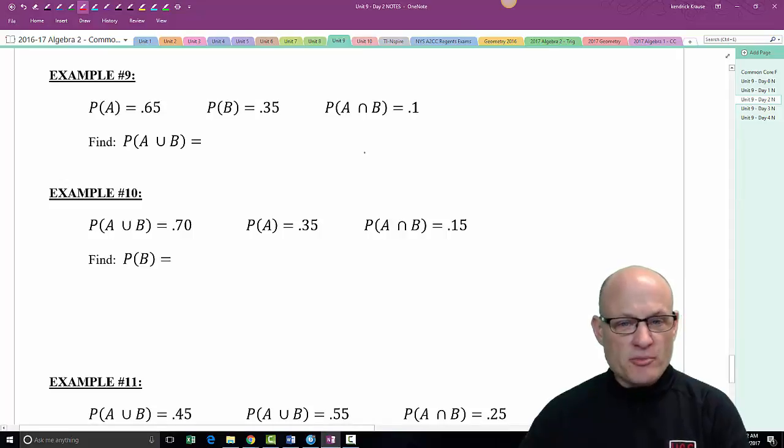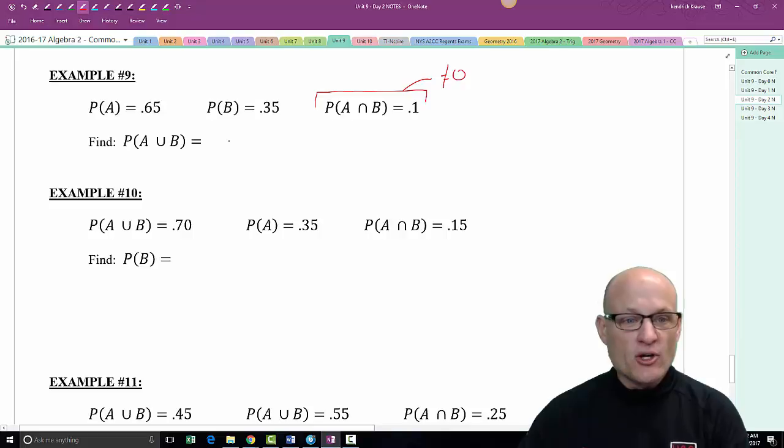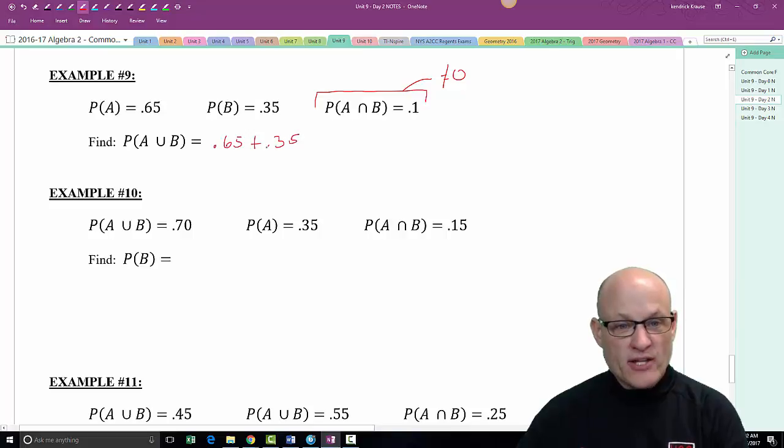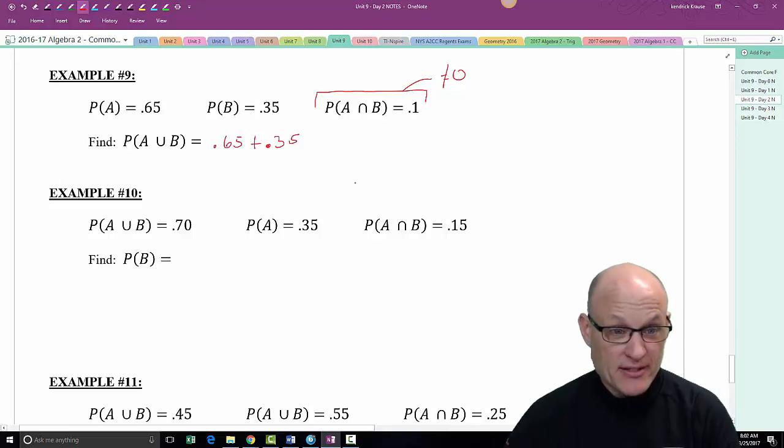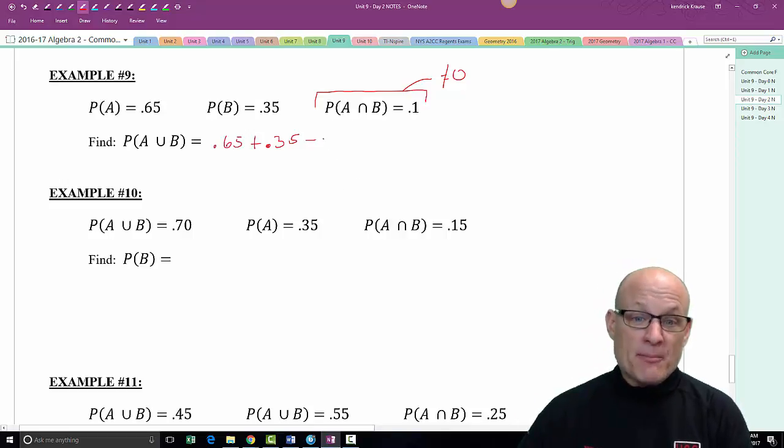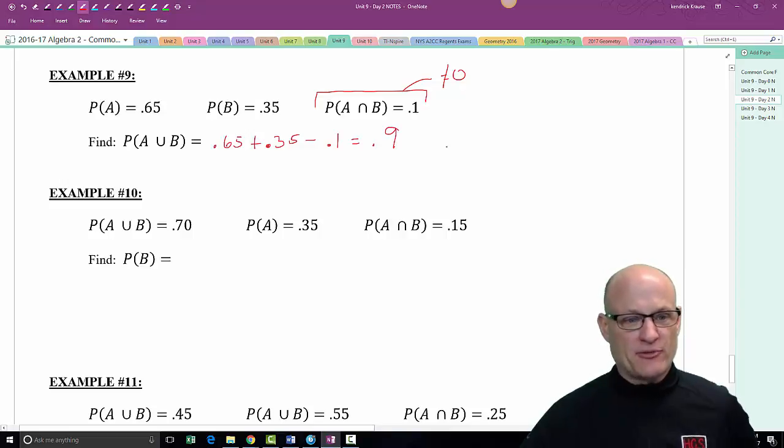How about you should be able to do this one last simple example. Again, these are not disjoint because this is not equal to 0. So I'm going to just do this. It's 0.65 plus 0.35. By the way, that's 1. So that would be the probability of a certain event going to happen. It absolutely is going to happen. But minus the probability of the intersection piece, or the overlapping part, and we would get 0.9 for this. All right, so those are the simple examples.